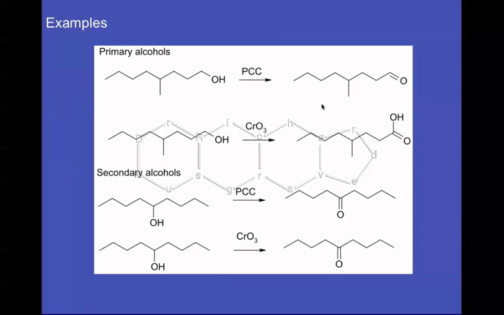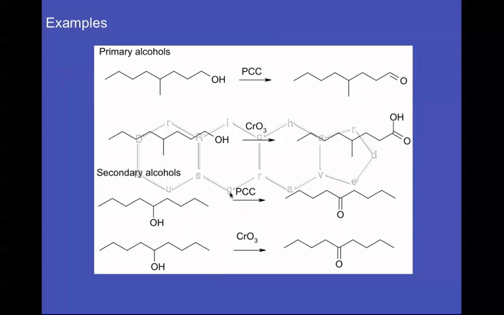Here's another couple of examples. Primary alcohol, same one in each case, we use PCC, we get the aldehyde. Again, look at the pattern, single bond turns into a double bonded oxygen. CrO3, the primary OH turns into a carboxylic acid. So the same number of carbons, the C-OH turns into a C double bond O with an OH on it.